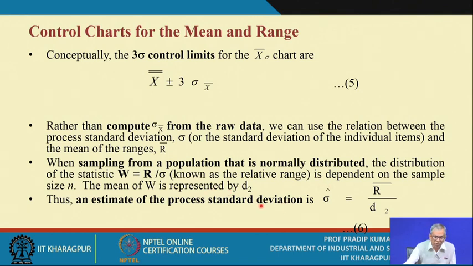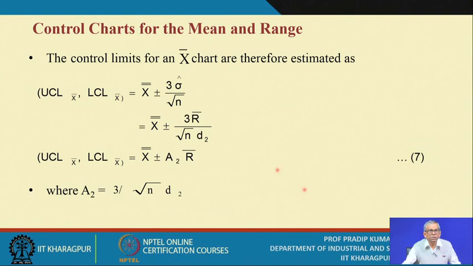So also the standard deviation depends on R bar by D2. Is it okay? Obviously, for this statistic you have the corresponding mean value and the corresponding standard deviation value. The mean is denoted as D2, which is a function of sample size, and similarly the standard deviation is denoted by D3, which is also a function of the sample size.